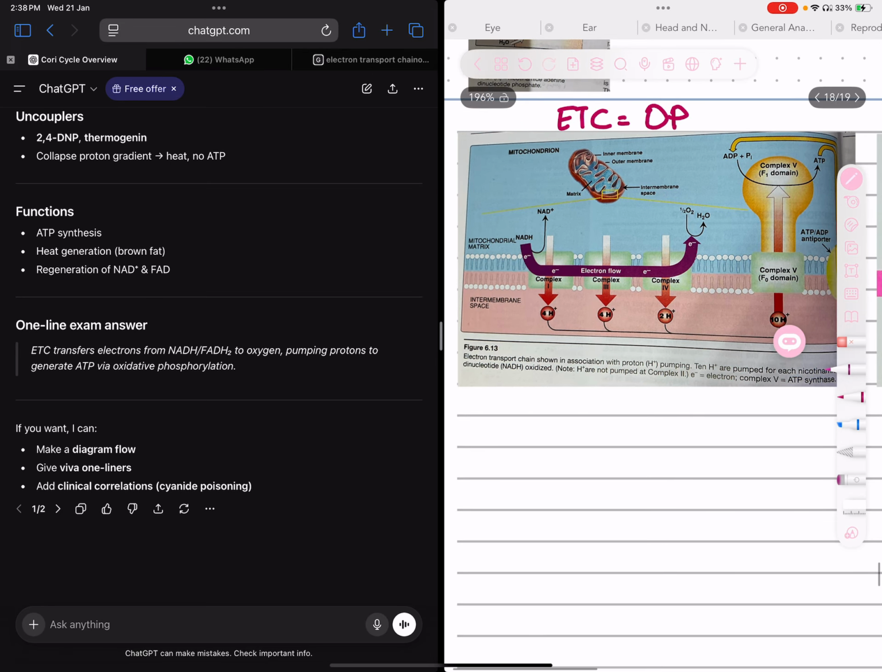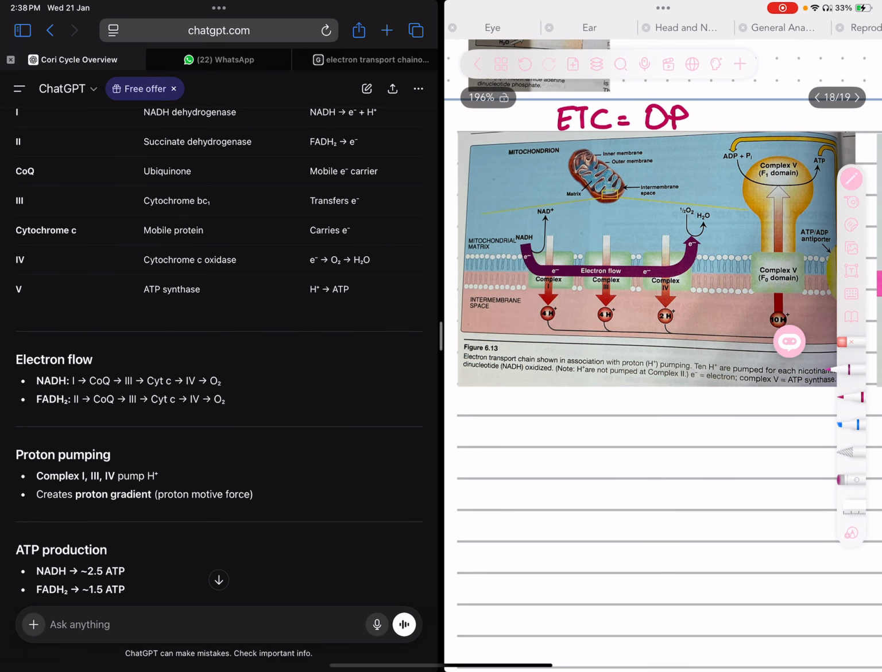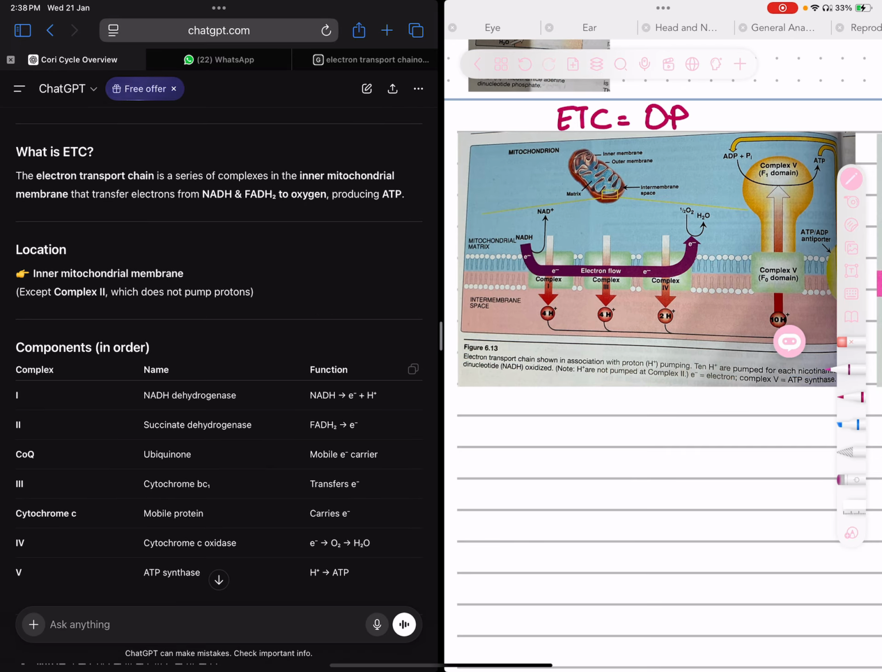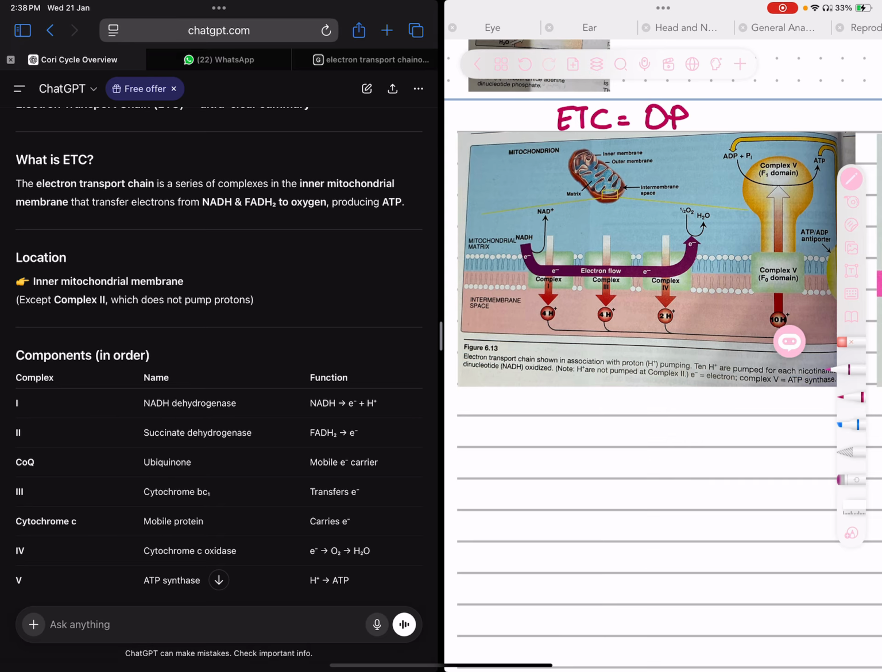Hi everyone, today we're studying the electron transport chain, which is oxidative phosphorylation. The electron transport chain is basically a series of complexes which are located on the inner mitochondrial membrane.